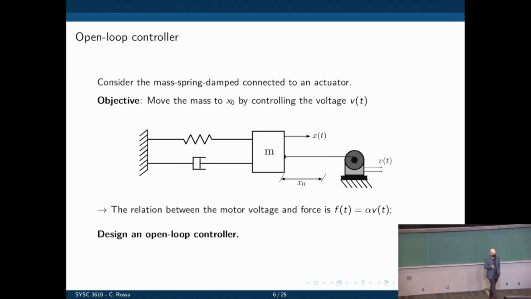We apply a voltage to the motor. We want the mass, the spring and the mass to move. So the spring is stretched up to the point where the mass reaches x0 and then it stops. So our first job here is to, of course, model the system to control it.